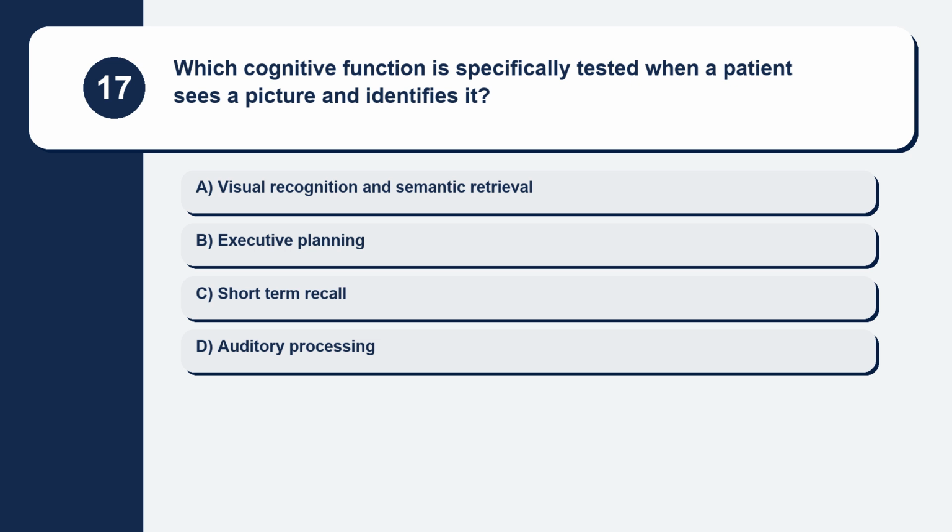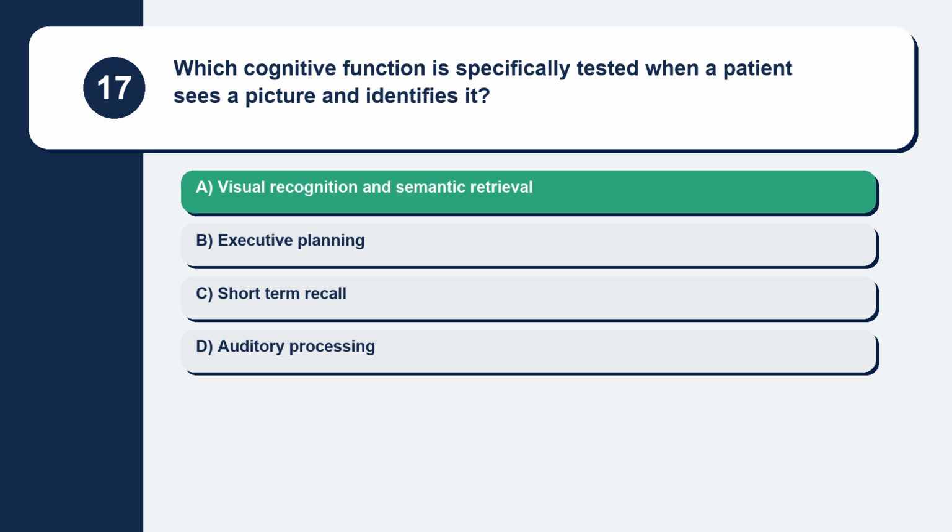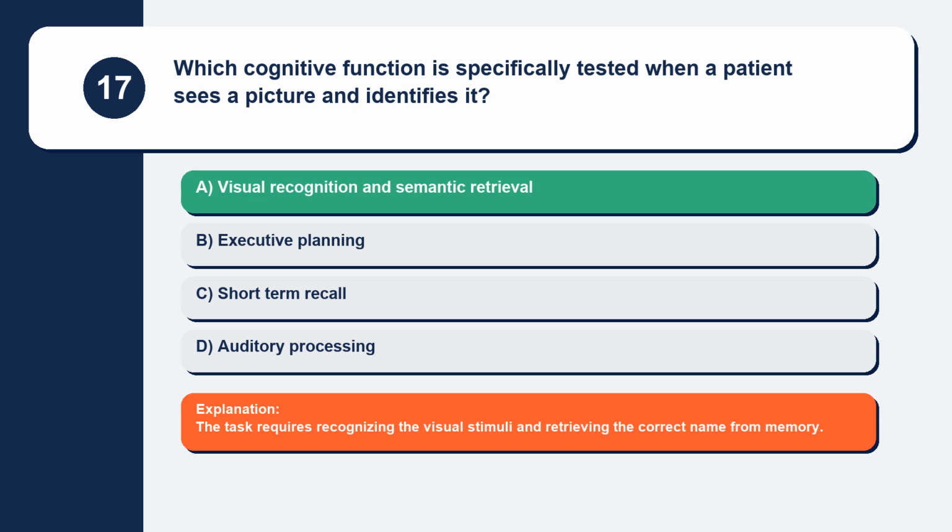Question 17. Which cognitive function is specifically tested when a patient sees a picture and identifies it? Visual recognition and semantic retrieval. Executive planning. Short-term recall. Auditory processing. The task requires recognizing the visual stimuli and retrieving the correct name from memory.